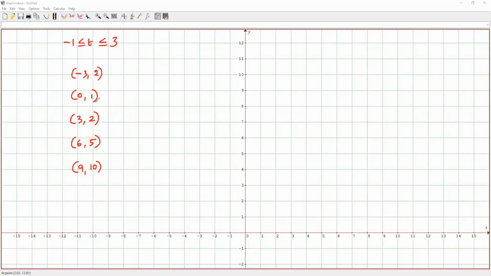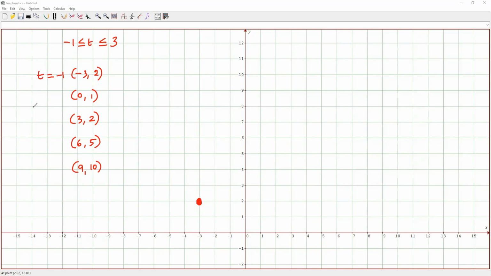Now we can plot the 5 points one by one on the xy plane. So the first point is going to be negative 3, 2. So x coordinate is negative 3 and y coordinate is 2. Here we have to take a filled circle because we got this point negative 3, 2 when t is equal to negative 1. From the given information, t can be equal to negative 1, or the value of t has to be greater than negative 1. Since t can be equal to negative 1, I take a filled circle at negative 3, 2.